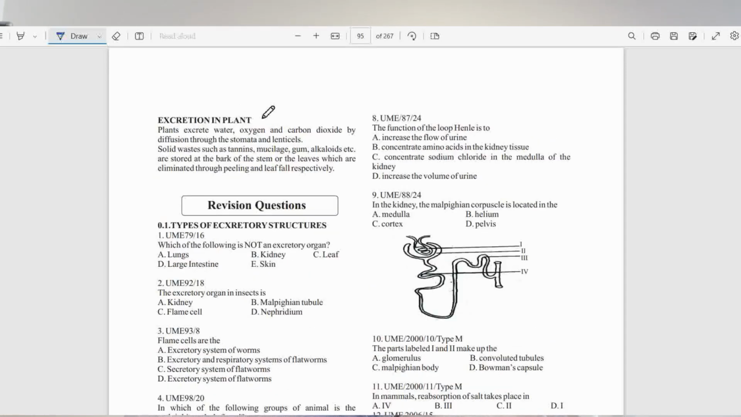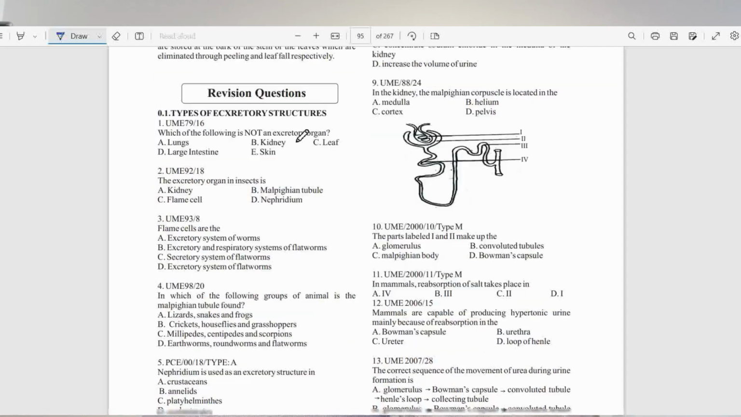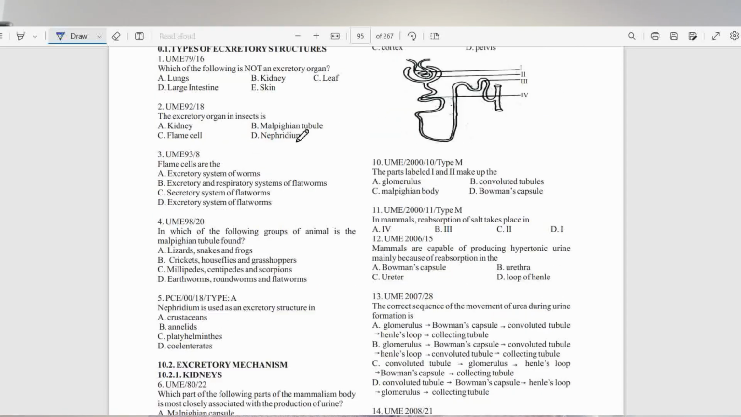And finally, we'll talk about excretion in plants. A quick mention is that plants excrete water, oxygen, carbon dioxide by simple diffusion through the stomata and the lenticels, while solid waste such as tannin, mucilage, gum, alkaloid, etc. are stored at the back of the stem or the leaves, which are eliminated through the peeling and leaf fall, respectively. So we have come to the end of the notes. Then let's consider questions and answers.